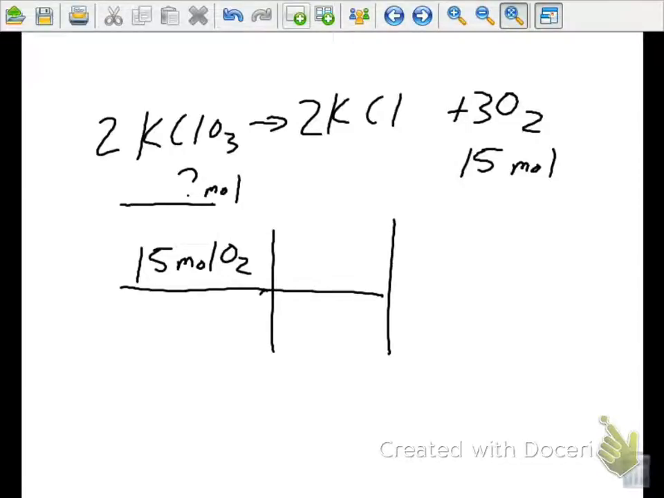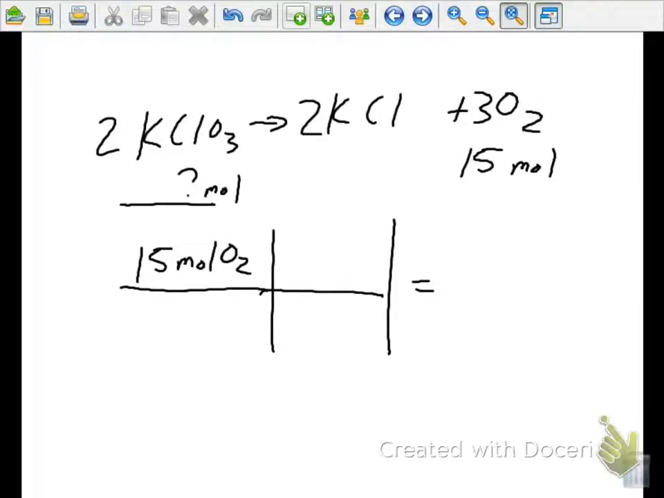We are at the top of page 306, problem number 2. Okay? So what's the answer? 10. So 10 moles is the answer.